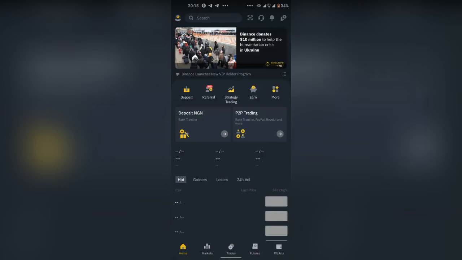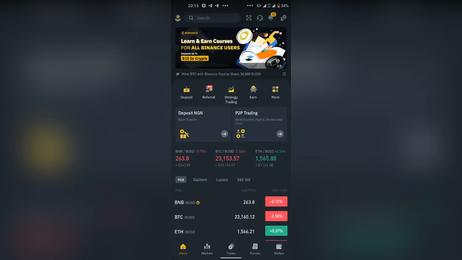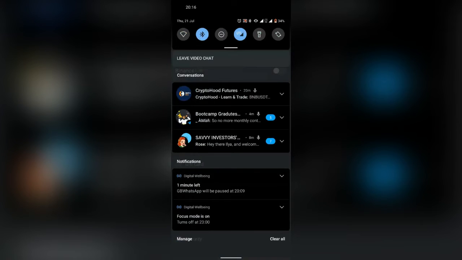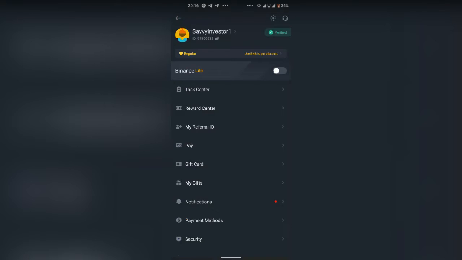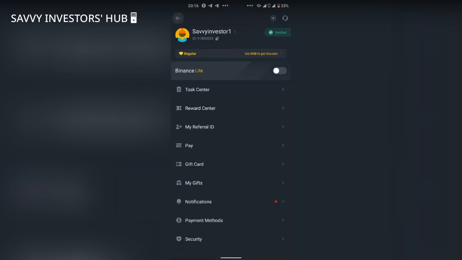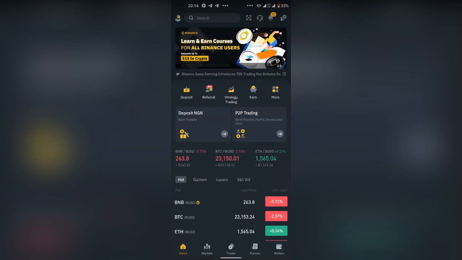like this, you're already logged in. Basically, most of our apps will be in light mode. Sorry about this. Let me just open up something. Okay, our app will be in light mode here. You can see light mode. So you just click on this icon at the top left hand corner.